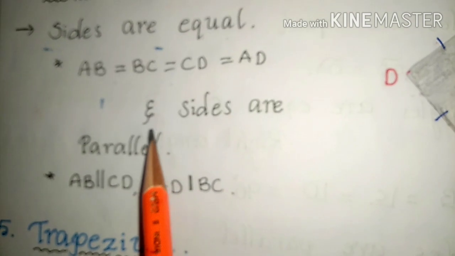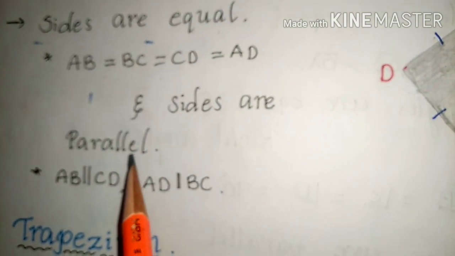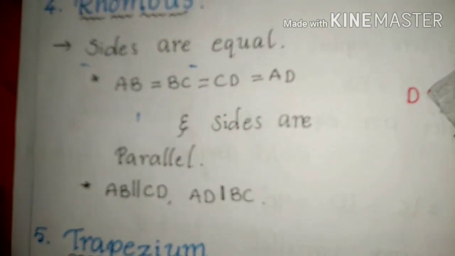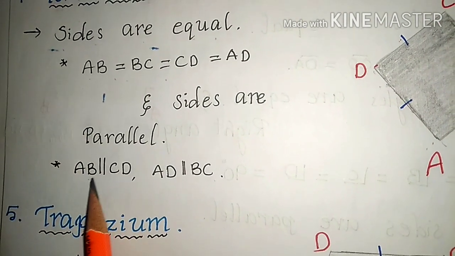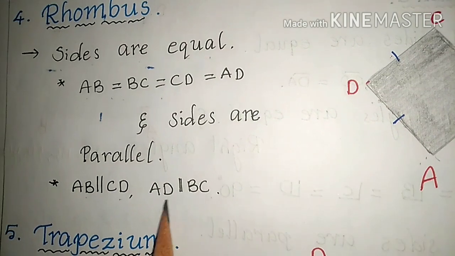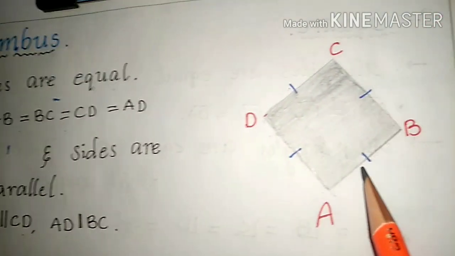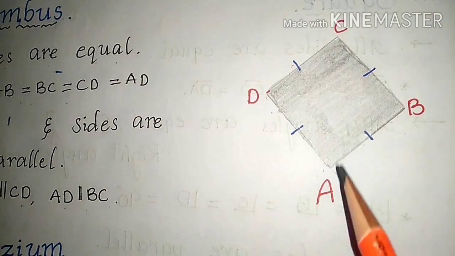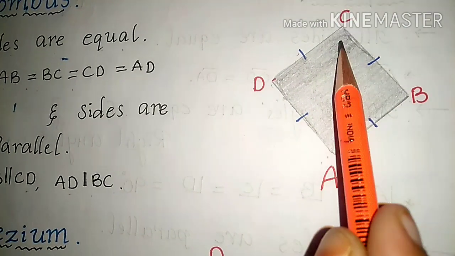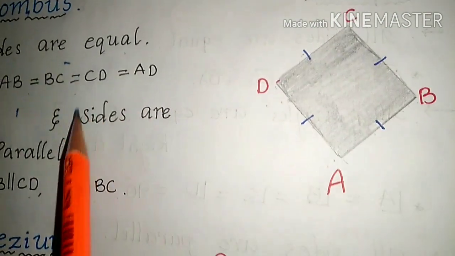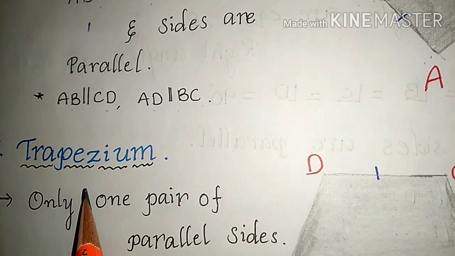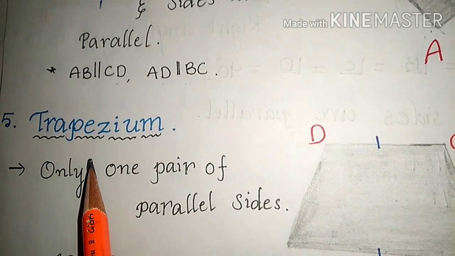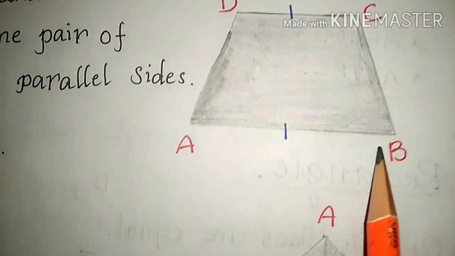Okay. Next, sides are parallel. So here sides are parallel. AB parallel CD and AD parallel BC. These are the properties of a rhombus. Okay. Next topic is a trapezium. In this figure of a trapezium ABCD.